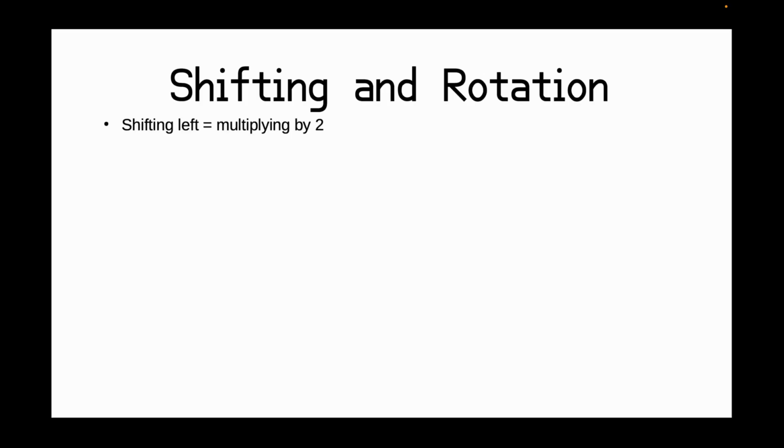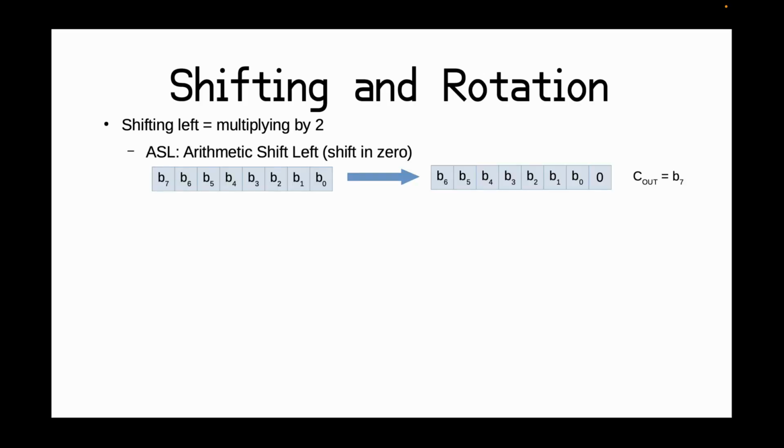Shifting left is the same as multiplying by 2, which is exactly what the ASL instruction does, an arithmetic shift left. It puts the highest bit of the target value into the carry bit and then shifts the remaining bits to the left, finally replacing the lowest bit with 0. So while it does affect the carry bit, it does not care what the status of C is going in.